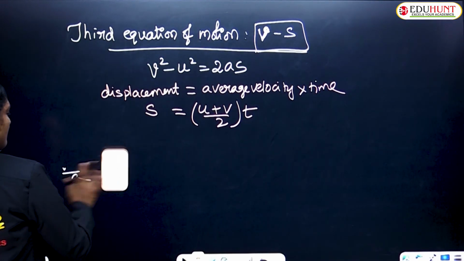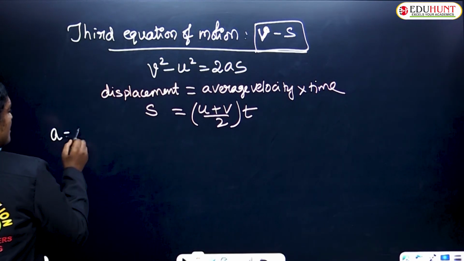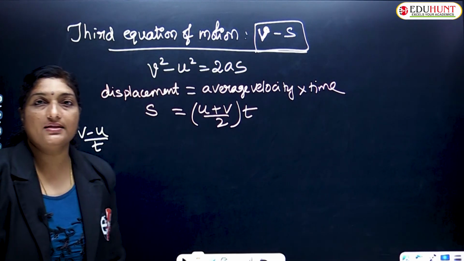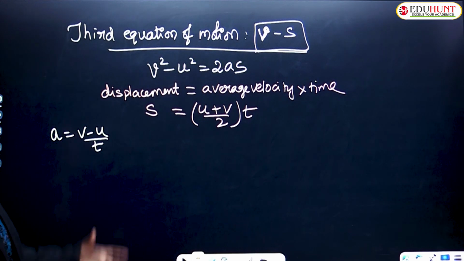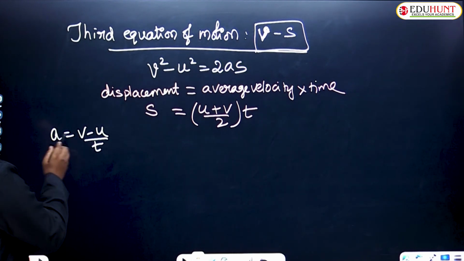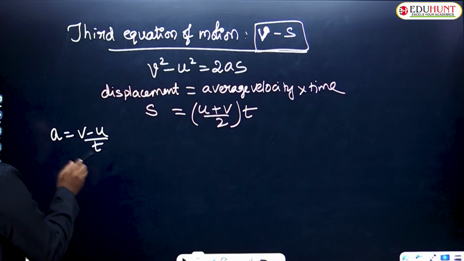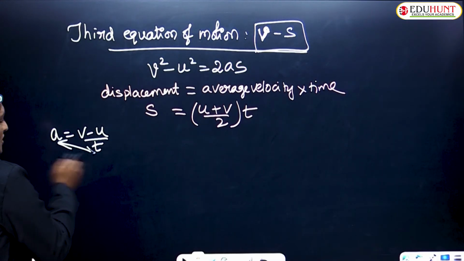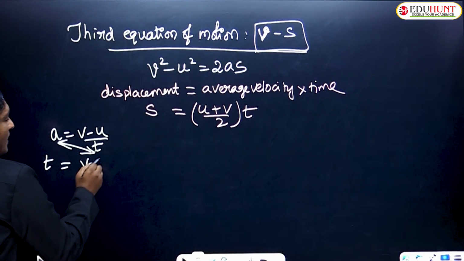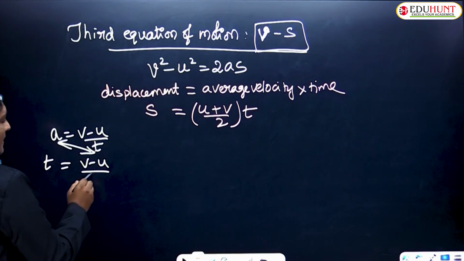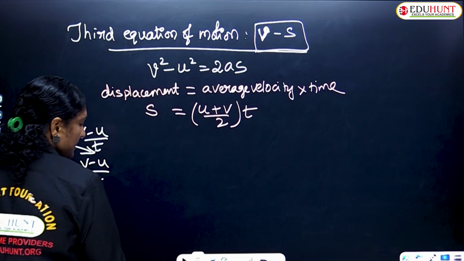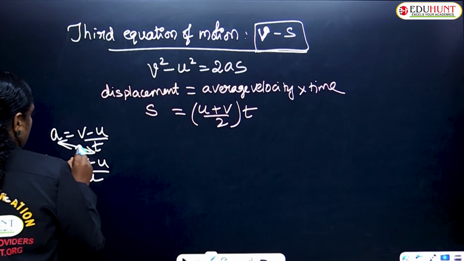Or else, in other form, we know that acceleration is defined as change in velocity by time. Acceleration a equals change in velocity by time, that is v minus u by t. So interchange the terms, bring the t here and a to the other side. So t equals v minus u by a.